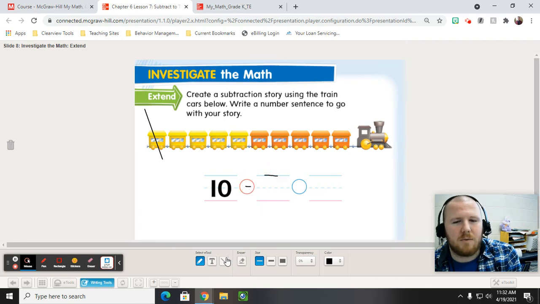Actually, that's not how you write a 1. Let me erase. 1. So 10 minus 1 equals how many cards they have left? 1, 2, 3, 4, 5, 6, 7, 8, 9. 10 minus 1 is 9. It just depends on your story. The story is very important.